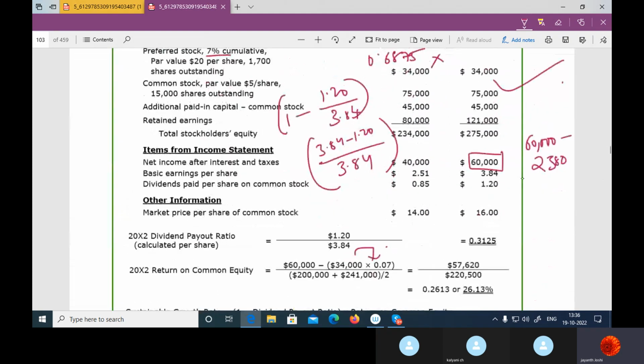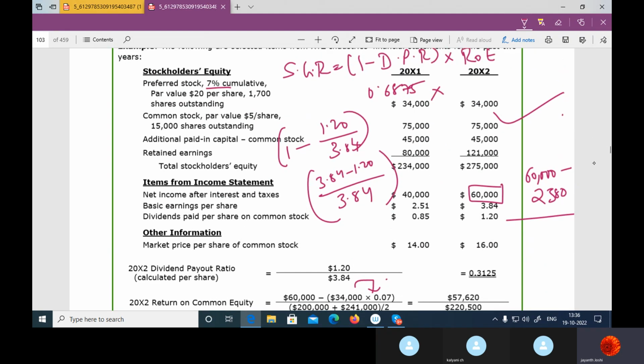So 60,000 minus 2,380 divided by average common equity. Average common equity: common stock is 75,000, except this preferred stock, you take this and this. 75,000 plus 45,000 is 2 lakhs 20 thousand, so 2 lakhs; the other year is 2,41,000. So I'll add this and divide by 2. 2 lakhs plus 2,41,000 divided by 2 average gives 2,20,500. Correct? Yes, sir.